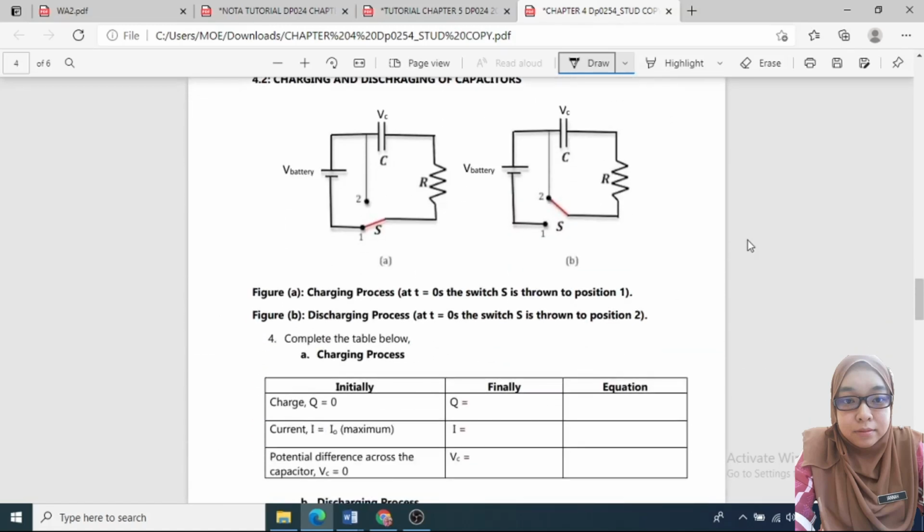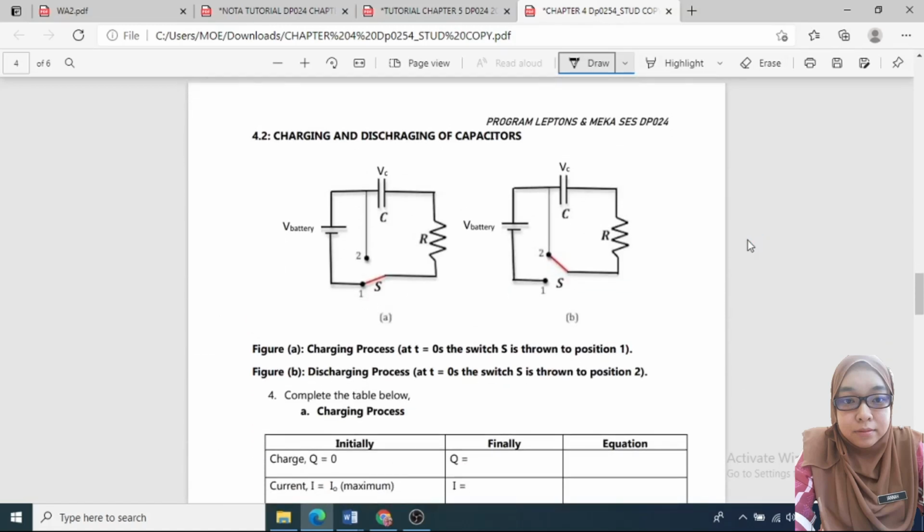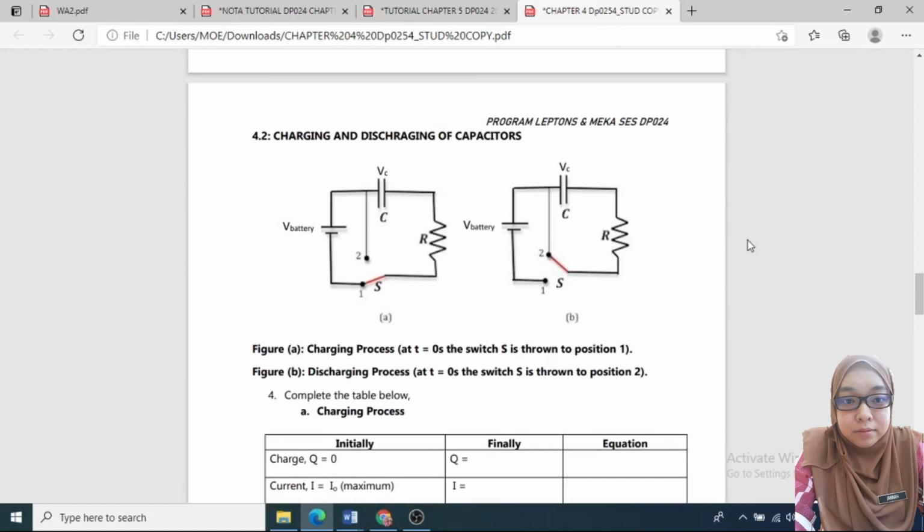Okay, continue with 4.2, charging and discharging of capacitors. So we know that figure A, it is a charging process. At t=0, the switch S is shifted to position 1. And then for figure B, discharging process occurs. At t=0, the switch S is shifted to position 2. So it means the capacitor is disconnected from the battery.